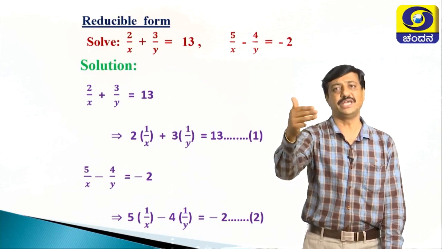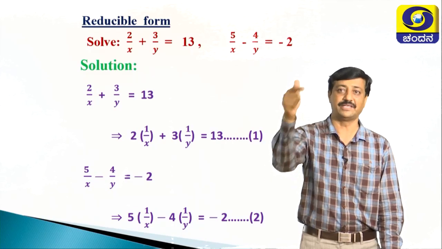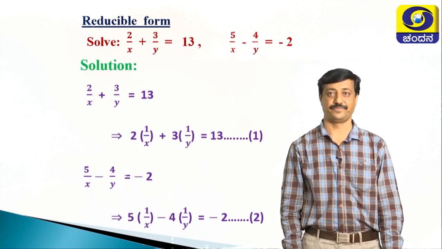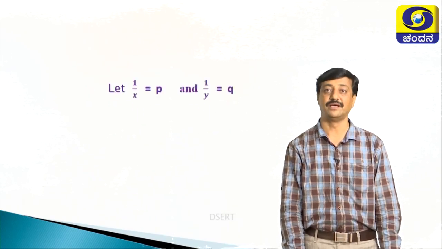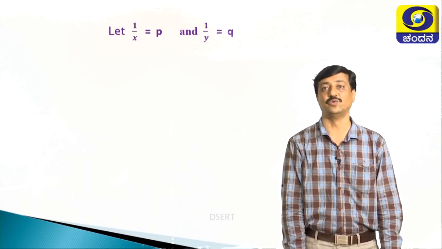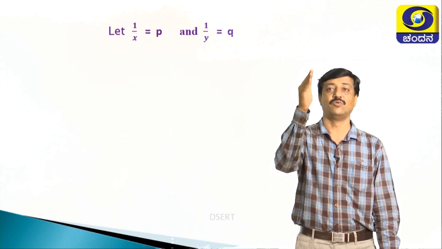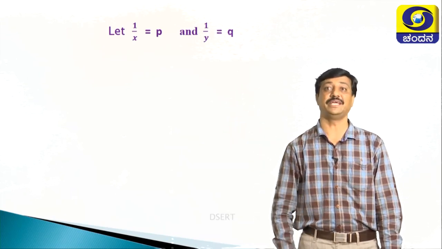Just look at both the equations. In equation 1, it is 1 by x, 1 by y. In the same way, in equation 2, it is in 1 by x and 1 by y form. Now we have to assume 1 by x as p and 1 by y as q to get another pair of linear equations.